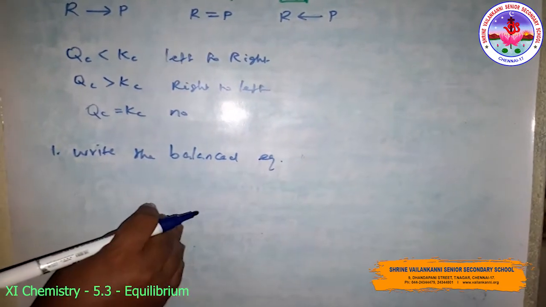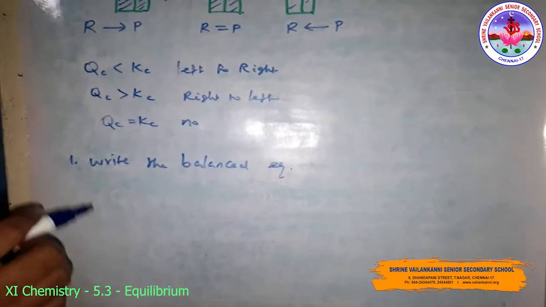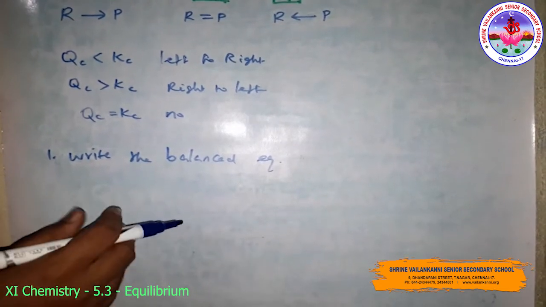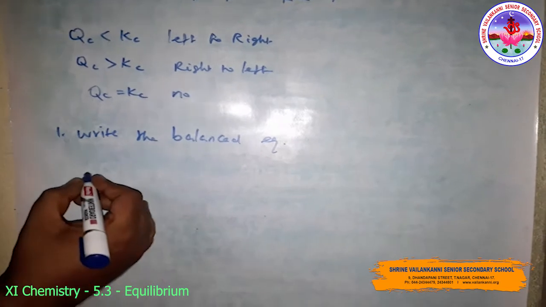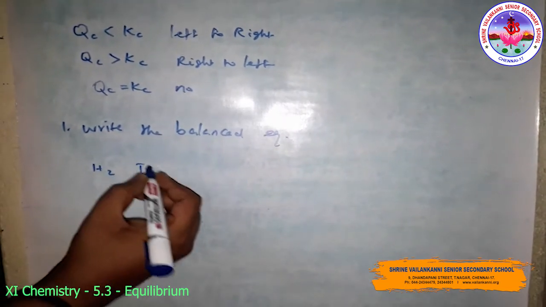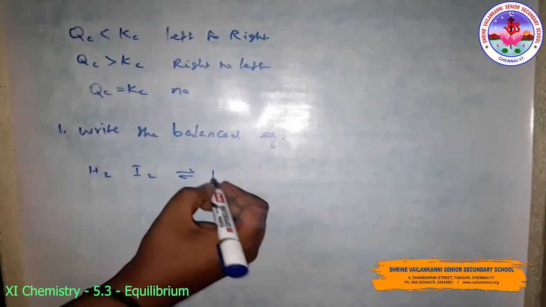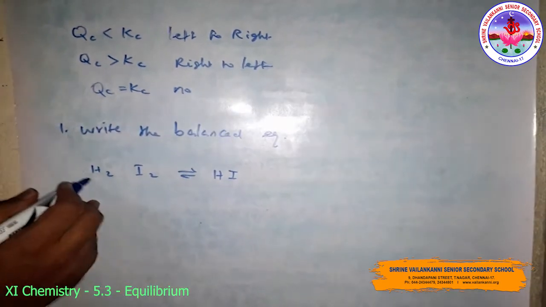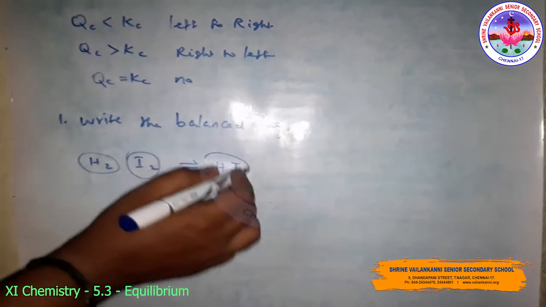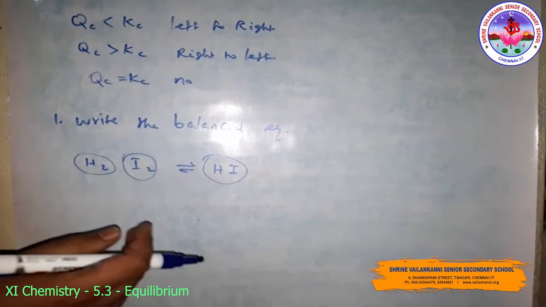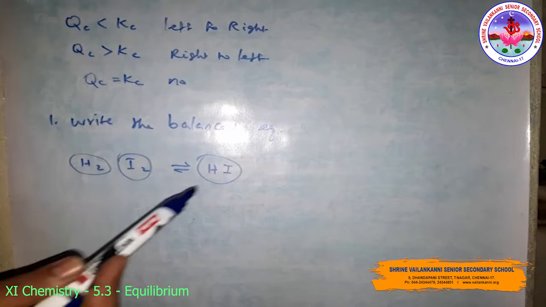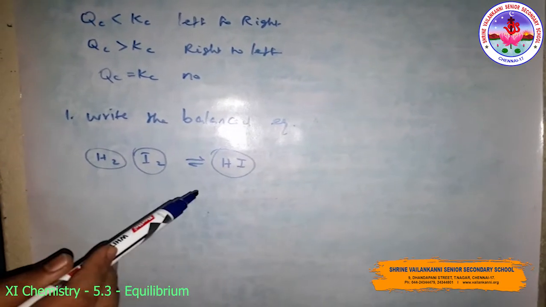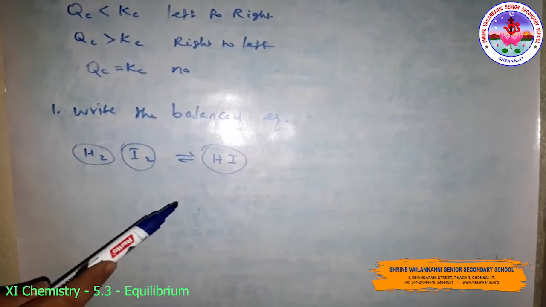Write the balanced equation. Second, under the balanced equation, make a table listing each substance involved in the reaction. For example, in the formation of hydrogen iodide, you have to list all the reactants and the products: the initial concentration, the change in concentration on going to equilibrium, and the equilibrium concentration.